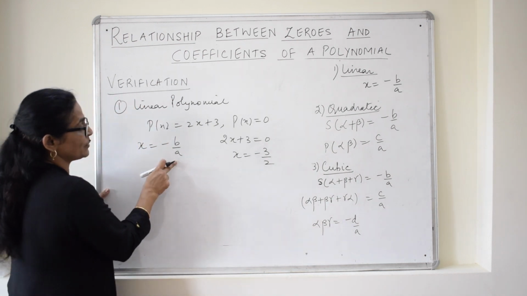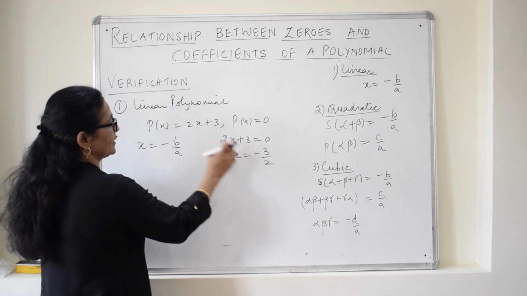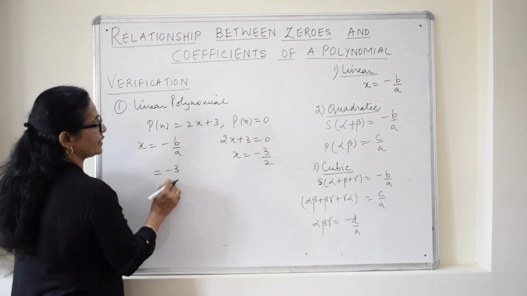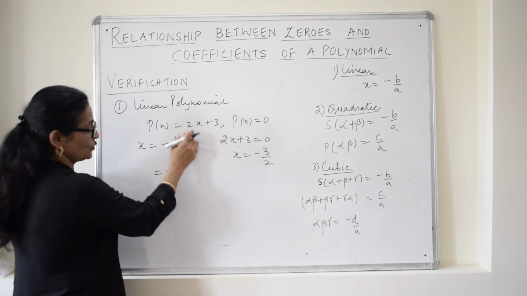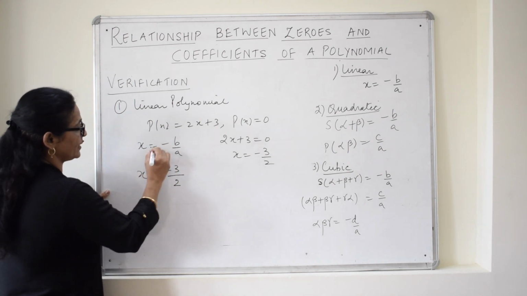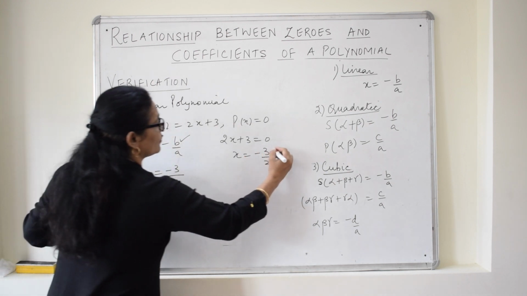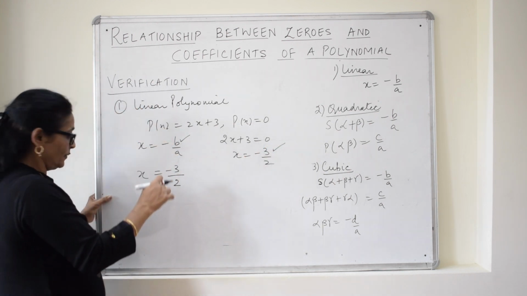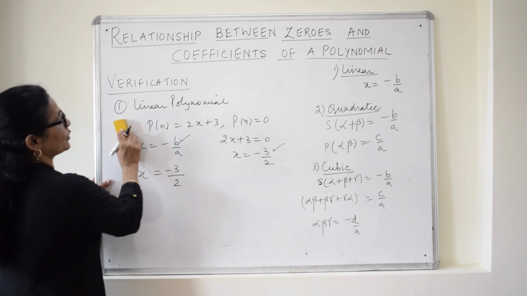Now look at this minus b upon a. Minus 3, here b is 3. So this will be minus 3 upon a, which is 2. So that is coming. So you can say that the relation we have written over here and the zero we are getting, it has been verified. Similarly, we can do it for a quadratic polynomial also.